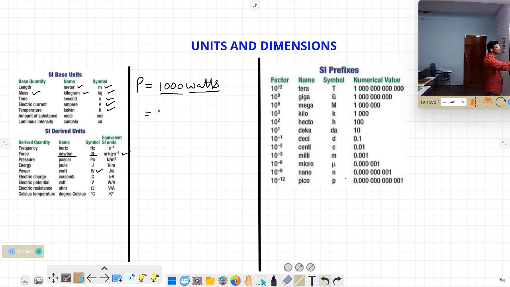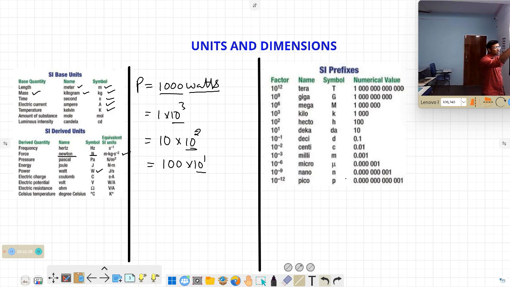So here I can write this as 1 into 10 cube, or I can write it in terms of 10 into 10 square, or 100 into 10 power 1. So in many ways we can express this physical quantity using these prefixes: 10 cube, 10 square, 10 power 1, according to this.